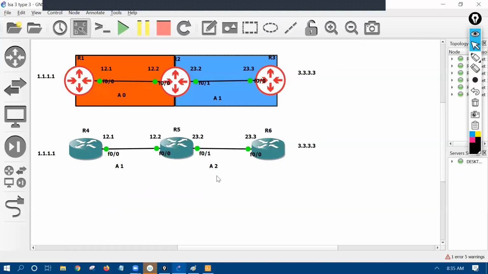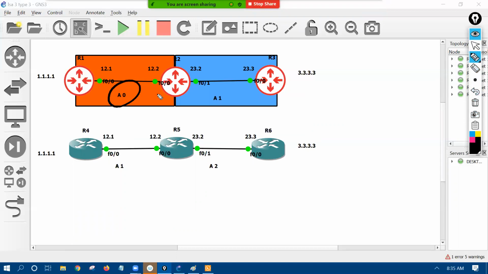But in this case, what happened? We have an area 0. This interface belongs to area 0. This interface belongs to area 1. So there is a router, the R2 router. This R2 router is going to provide the connectivity between the two areas, right?